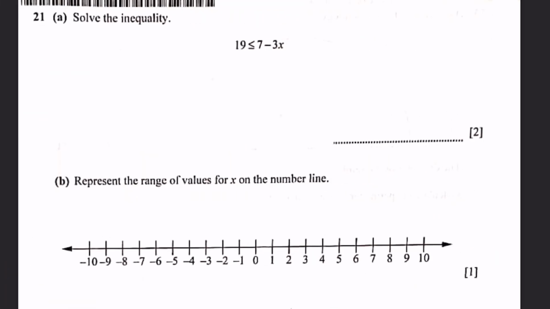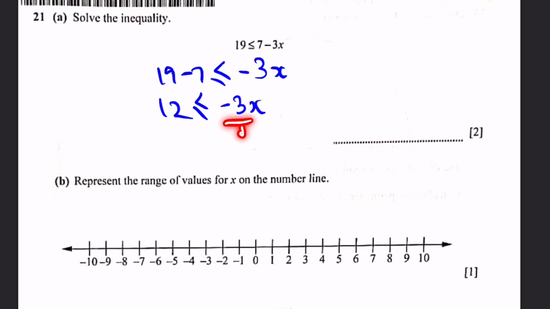A. Solve the inequality. 19 less than or equal to 7 minus 3x. 19 minus 7 less than or equal to negative 3x. 12 less than or equal to negative 3x. Now we need to bring this negative 3 to the other side. That means we are dividing by negative 3. But if you've watched my inequality video, you'll know this. If you're multiplying or dividing by a negative number, then the inequality sign flips.